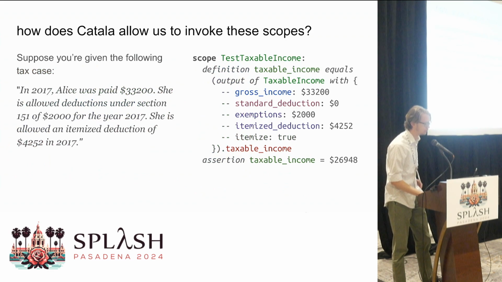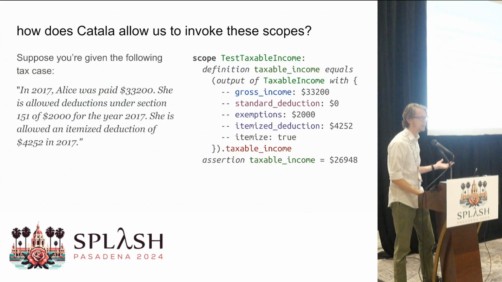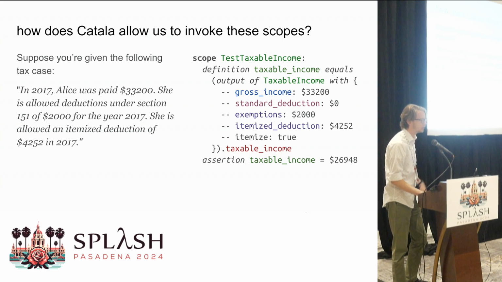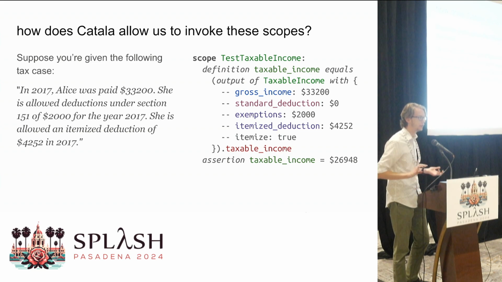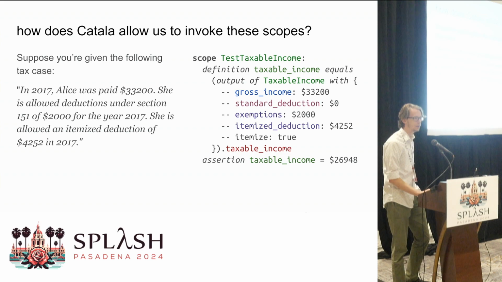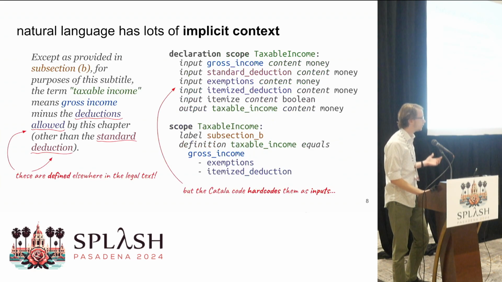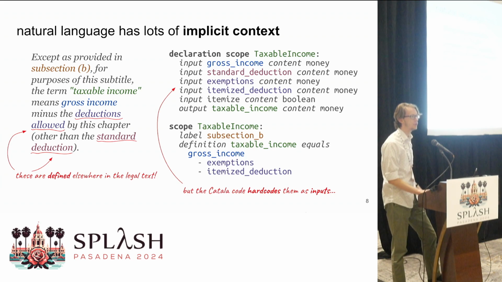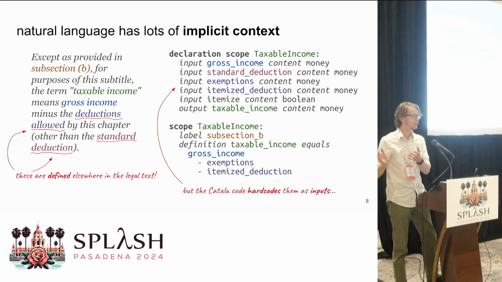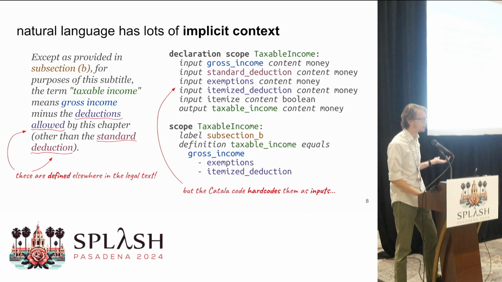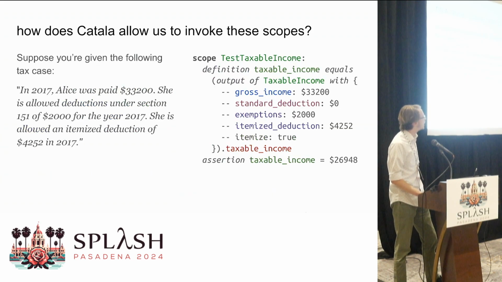So the SARA dataset also provides a bunch of test cases. This would be an example. You provide some information about some fictional people and data about them and their income and their situations, and you want to translate this into a way that you can actually invoke the Catala code that you've written. As you remember, this scope has a whole bunch of inputs, and then it has this output, which is the taxable income. So it assumes that you've already calculated all these particular inputs, and you provide them to the Catala code. That's fine. It works in this case.